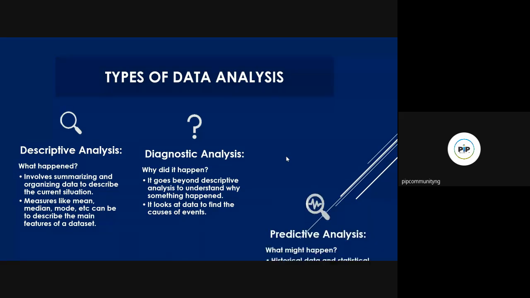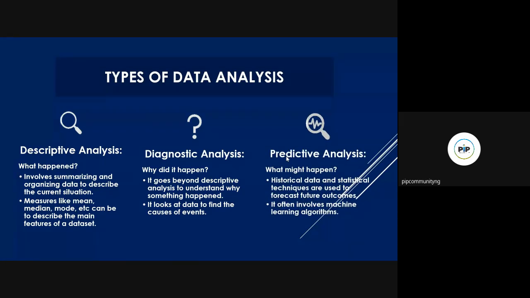The next one now is predictive analysis. During predictive analysis, the question that is being answered is what might happen or what will happen. Historical data and statistical techniques are used to forecast future outcomes. It often involves machine learning algorithms. So here you are to predict. This is where you predict what will happen.